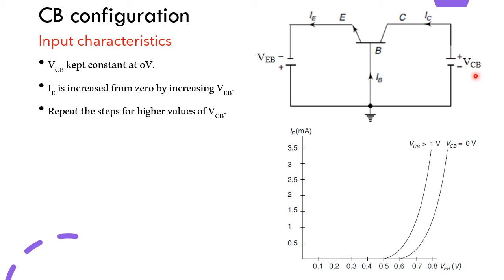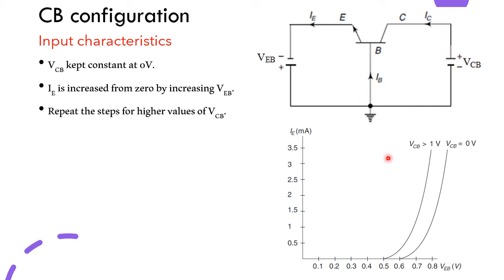In order to draw input characteristics in this configuration, the emitter is the input terminal, the collector is the output terminal, and the base is the common terminal. So for input characteristics, you have to draw the curves between the input voltage VEB and the input current IE. So VEB versus IE, keeping VCB constant.